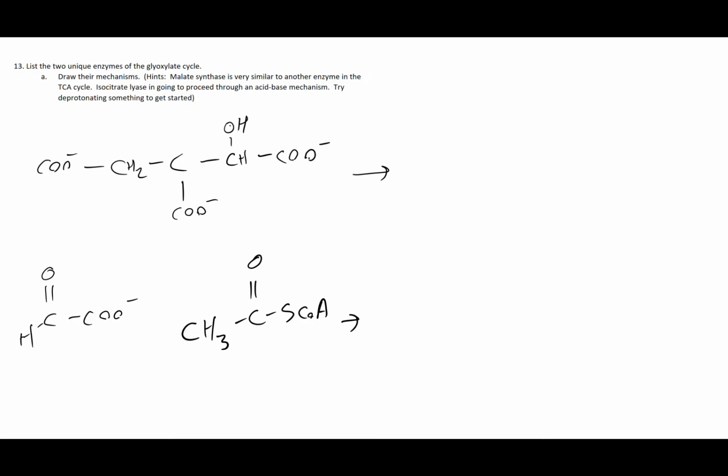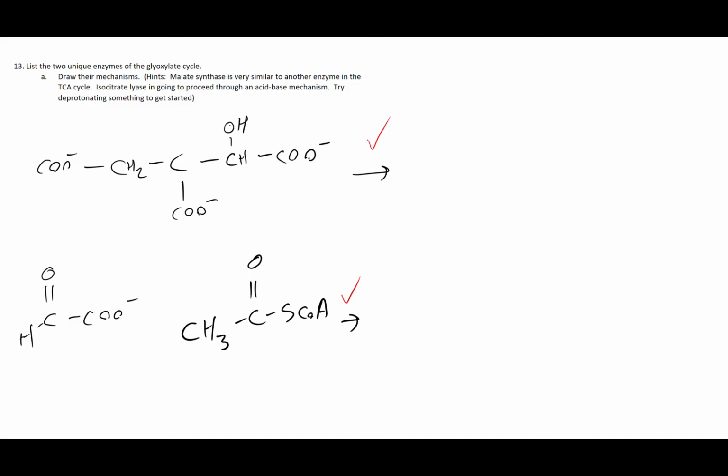All right, so question number 13 asks you to list the two unique enzymes of the glyoxylate cycle and then draw their mechanisms. And it gives you some hints on them since these mechanisms aren't actually covered in your book. All right, so the first enzyme up here at the top, this one is isocitrate lyase. The one down here, this is an enzyme called malate synthase. All right, so we're going to cover both of these.